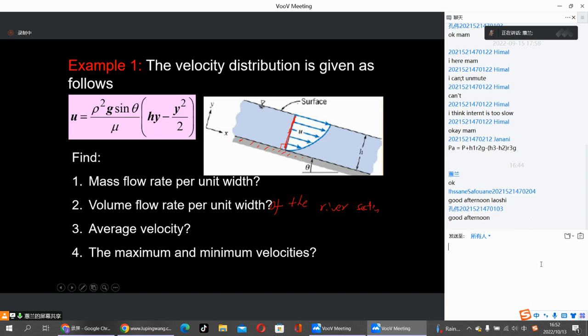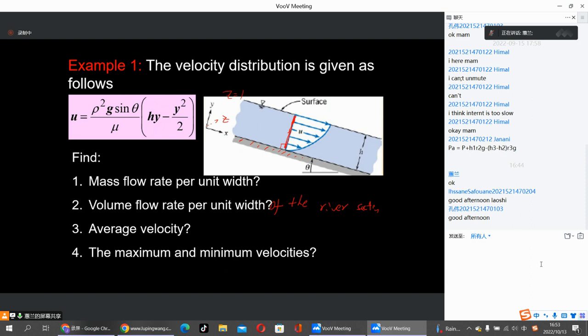Unit width means here we just consider a 2D plane flow, but actually any flow is 3D, so we also have the z direction. This is the xy plane, and in the z coordinate we take a unit width, equal to 1. We did this before in fluid statics, where we calculated the pressure force on a straight plane per unit width. Here it's the same: we need to calculate the volume flow rate for this cross section with unit width.